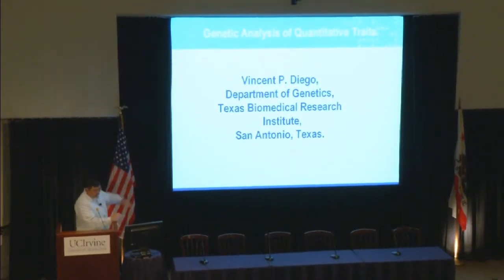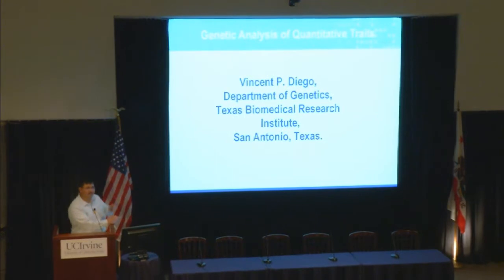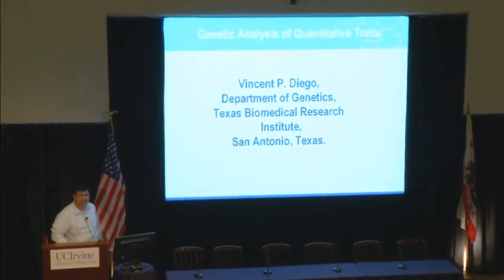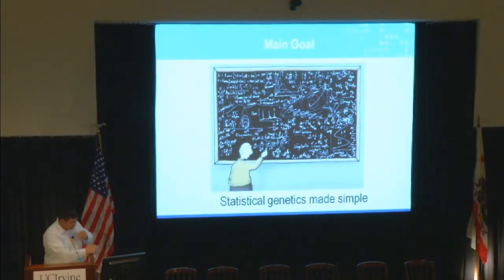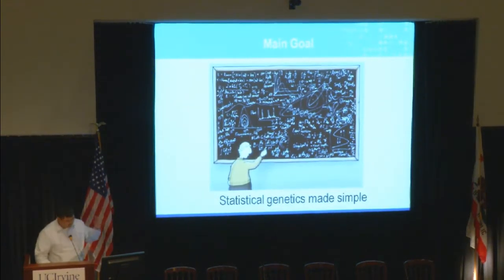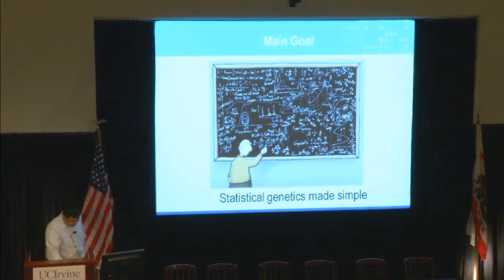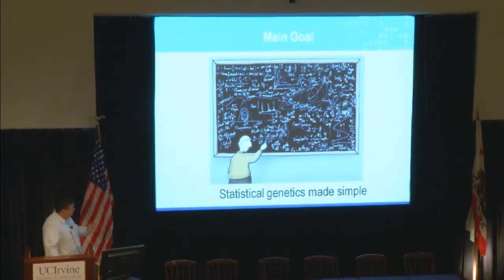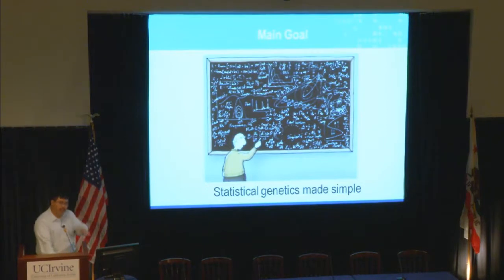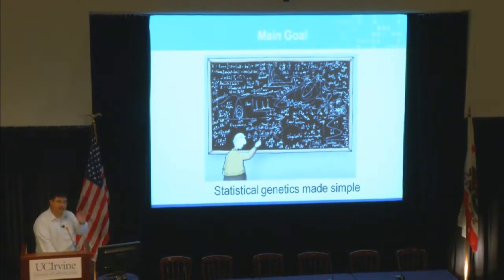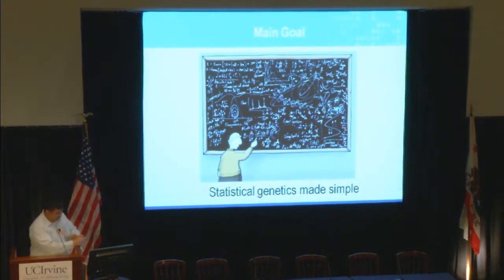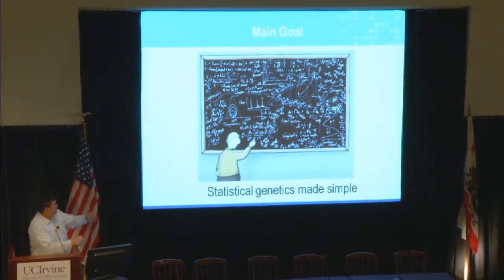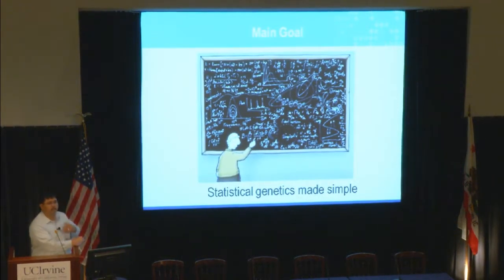So we had a name change for various reasons. We're no longer the Southwest Foundation. We're the Texas Biomedical Research Institute. And the main goal of my talk is just to really show how statistical genetics can be made simple. And I want to highlight the basic statistical genetic model and show how you can rationally and strategically make the model a little more realistic.